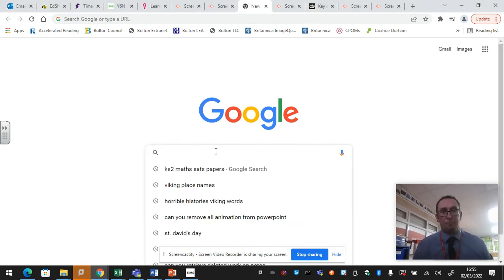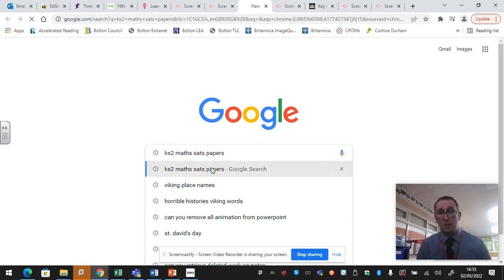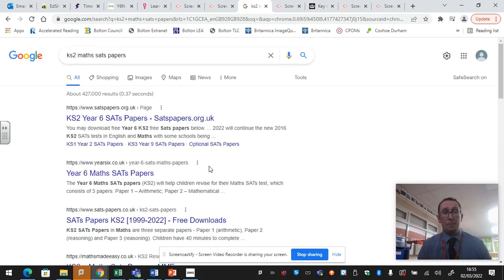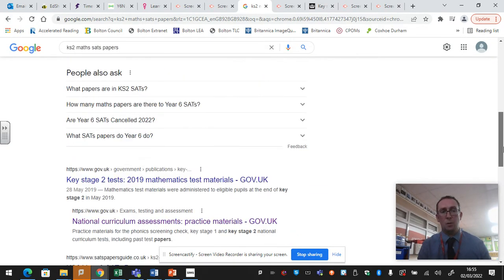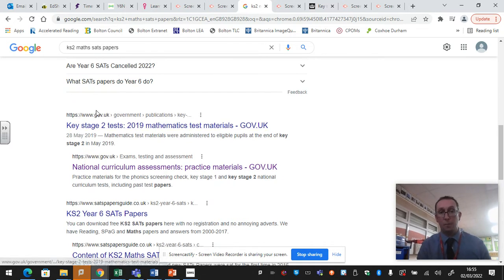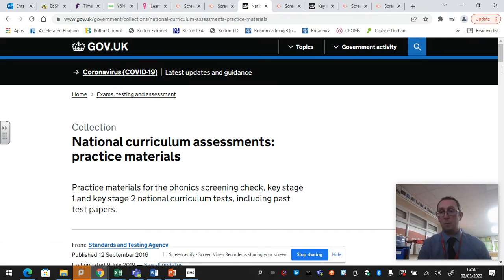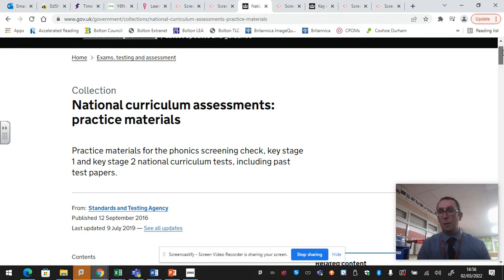So basically, what I would do is search Key Stage 2 Maths SATs papers. Okay. Some of these sites are free, some of them you have to pay to join. So I would skip all of those and I'd go to the one that says .gov.uk, the government site, because they're the ones that generate the SATs papers, and all of the past materials are on there. So I'm just going to click practice materials and it'll come up with a site like this.